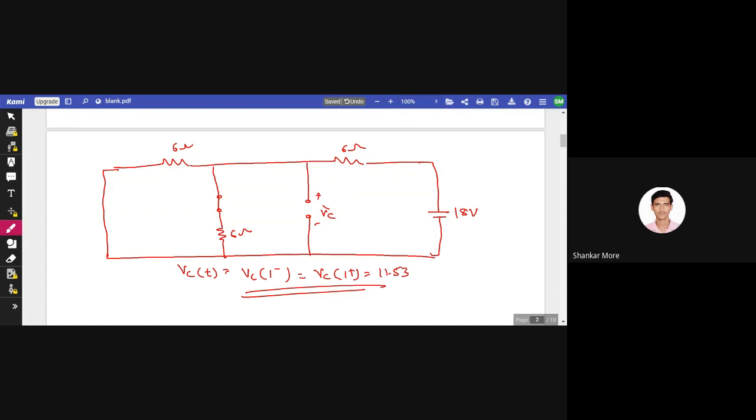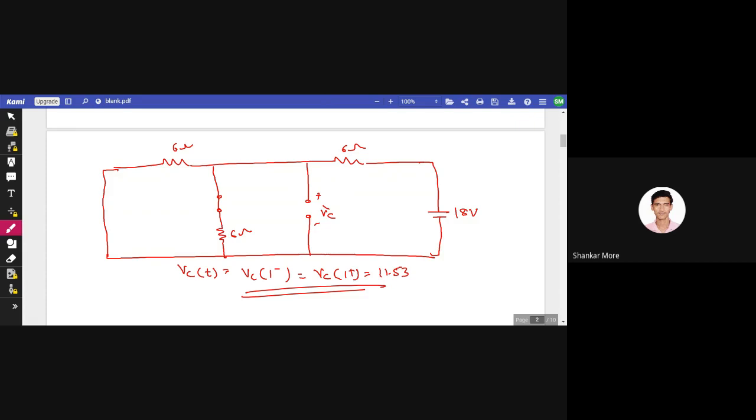Now, what value we need to calculate? We need to calculate the value of VC of t at infinity. तो अभी इन्फिनिटी पे कैलकुलेट करना शुरू कर दो. यही सेम सर्किट रहेगा VC ऑफ t इन्फिनिटी के लिए, क्योंकि ये जो वोल्टेज सोर्स है 18 वोल्ट का वो कनेक्टेड ही है VC के साथ में.